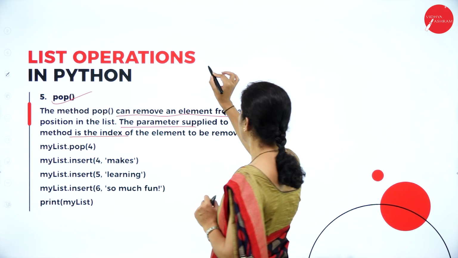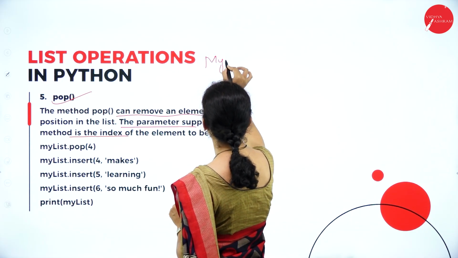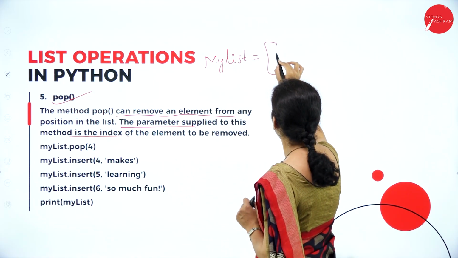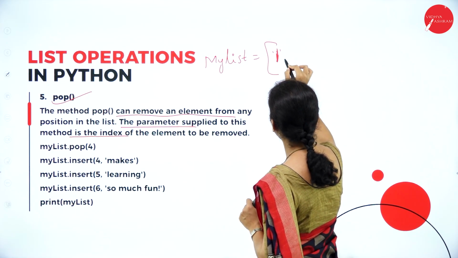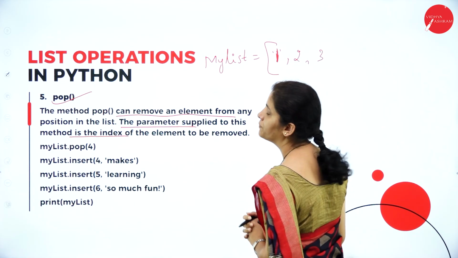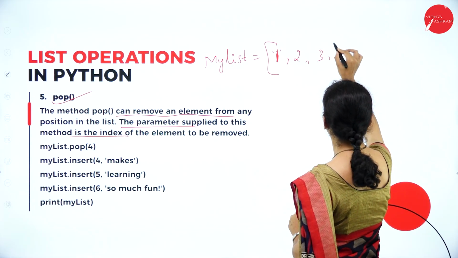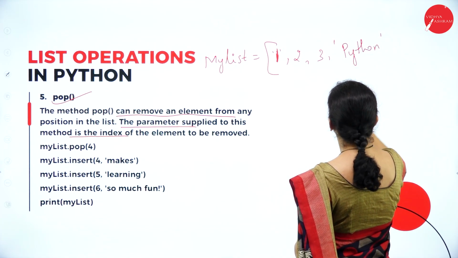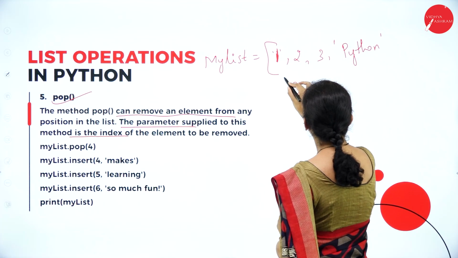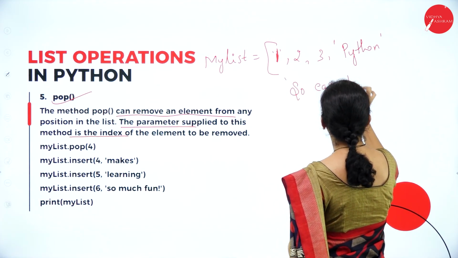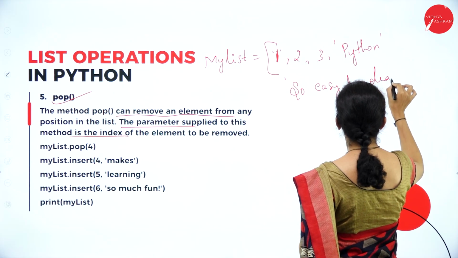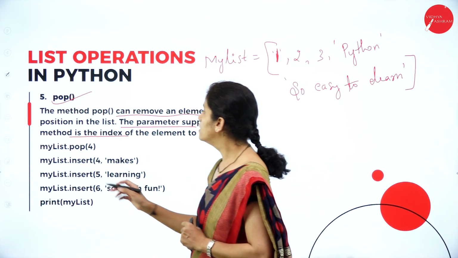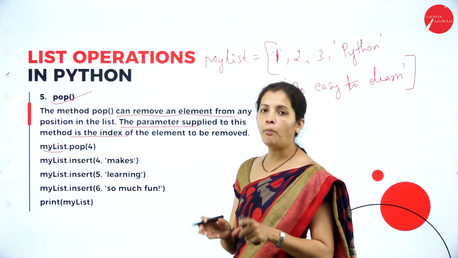Okay, fine. Before that, let me create the list. My list equal to 1. It is not a string, it's a number. 1, 2, 3. Then Python, so easy to learn. Okay, fine. Now, my list dot pop of 4.